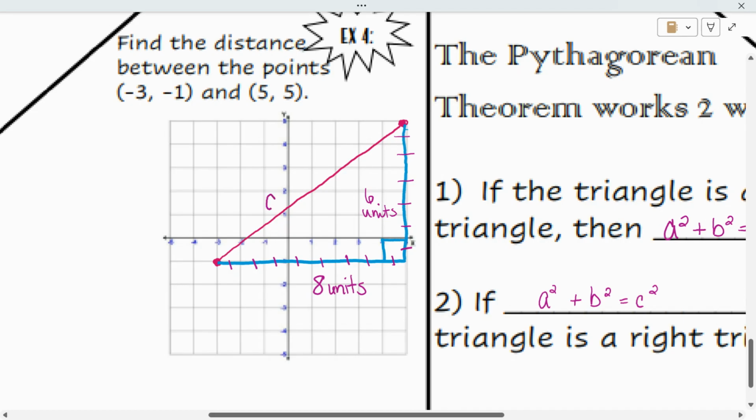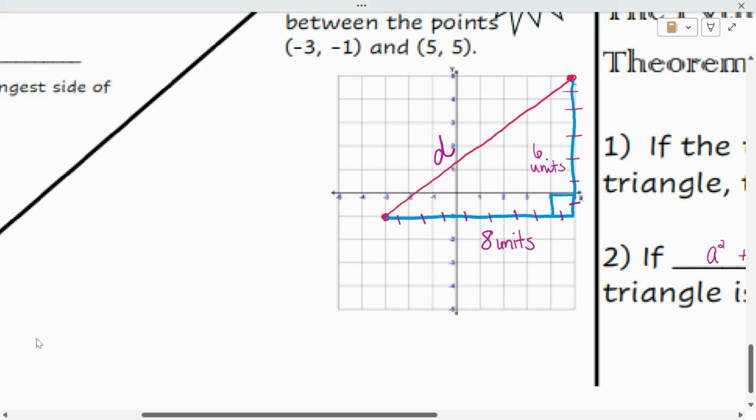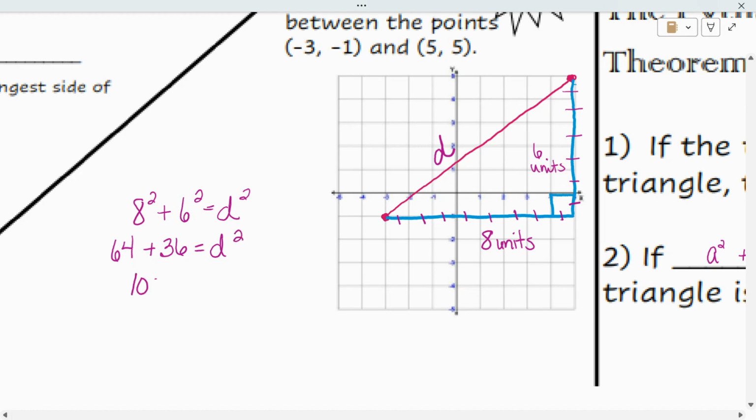And we don't know what this distance is here. I'm going to call it D for distance. But can we figure it out? Yeah, what are we going to set up? Isaac, you set this one up for us. Yeah, 8 squared plus 6 squared equals D squared. So 8 squared is, 6 squared is, equals D squared. 64 and 36 is 100. I have to take the square root of both sides. And when I do that, I find out that the distance between those two ordered pairs is what? It's 10 units. The distance is 10 units.